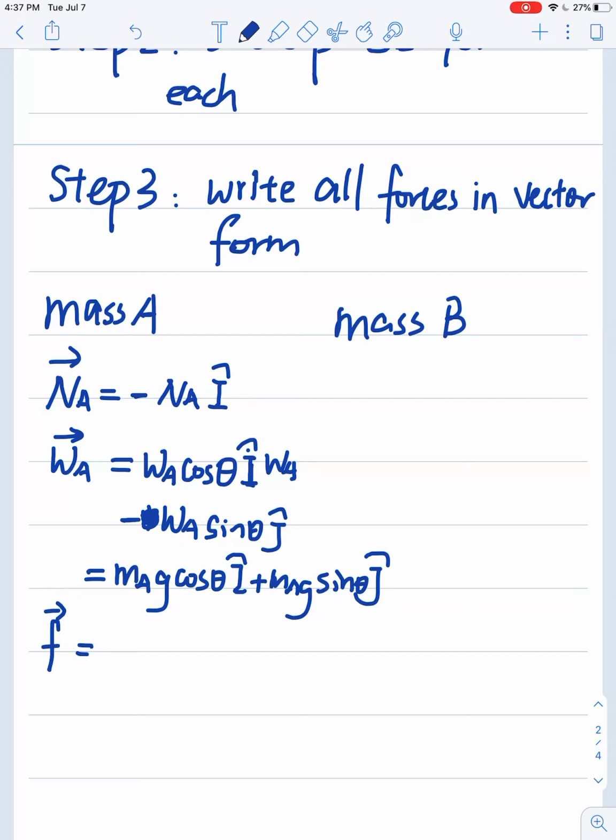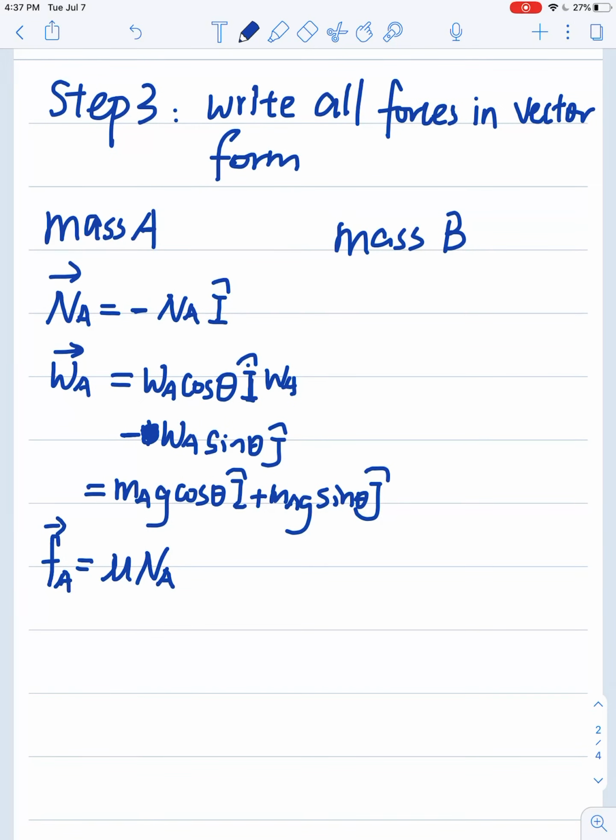We have friction force here, friction force for A, and I will ignore kinetic or static friction without discussing that by just looking at the equation to calculate friction force. As we all know, friction force equals mu times the normal force. Here, the normal force is NA.